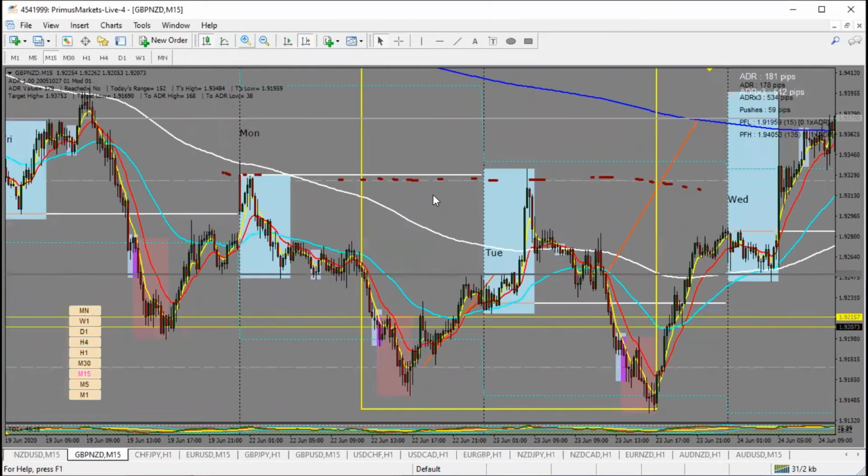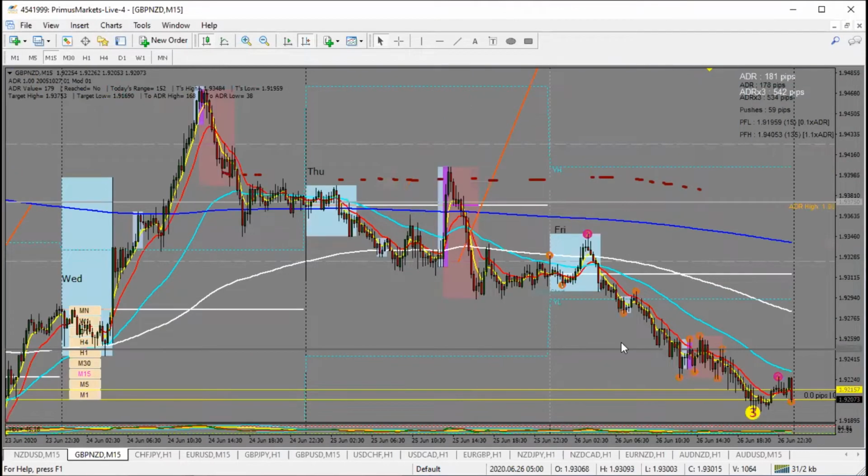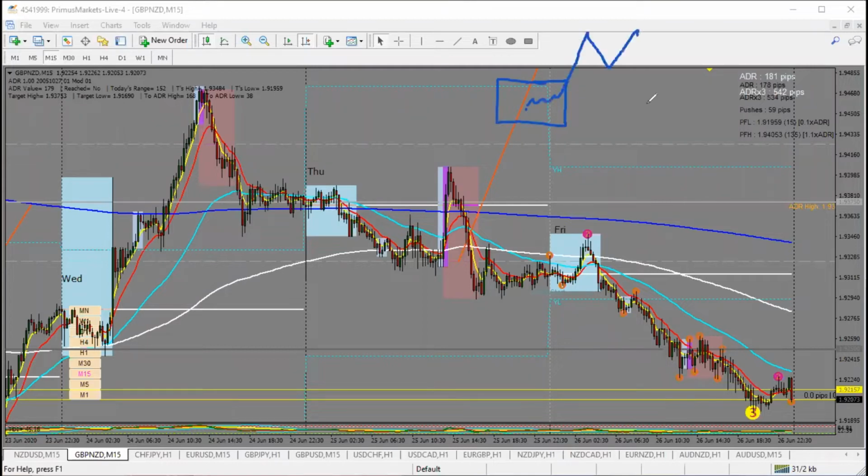GBP/NZD actually gave us a type 3 of a setup. Normally, I always advise people to only trade type 2 and type 1. Don't trade type 3. There's a video that talks about the London patterns. With type 1, you can break the high of the Asian box, or break the low of the Asian box. The type 2, we are saying it maintains the high or maintains the low of the Asian box. The type 3, we are saying it respects the high or the low. It doesn't even touch it.